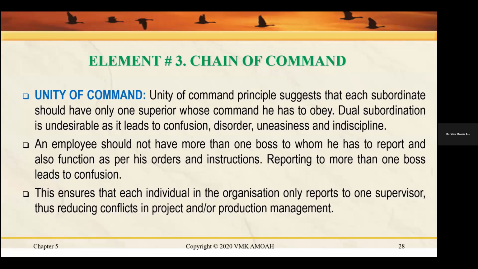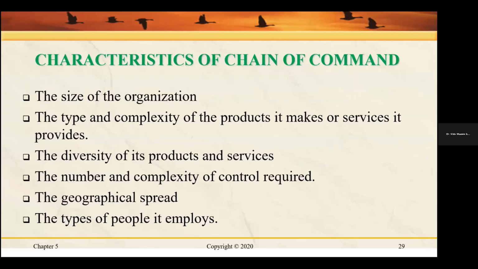So this ensures that each individual in the organization reports to only one boss or supervisor. This can reduce conflict in project or in production or management. So these are the characteristics of the chain of command: the size of the organization, where we can create more units so that everybody can work; the type and complexity of the products or services it provides; the diversity of its products and services; the number and complexity of control required; the geographic spread; then the type of people it employs.